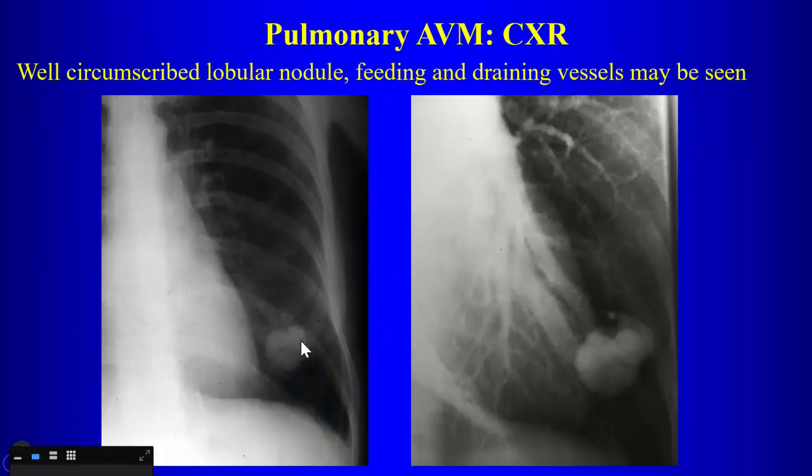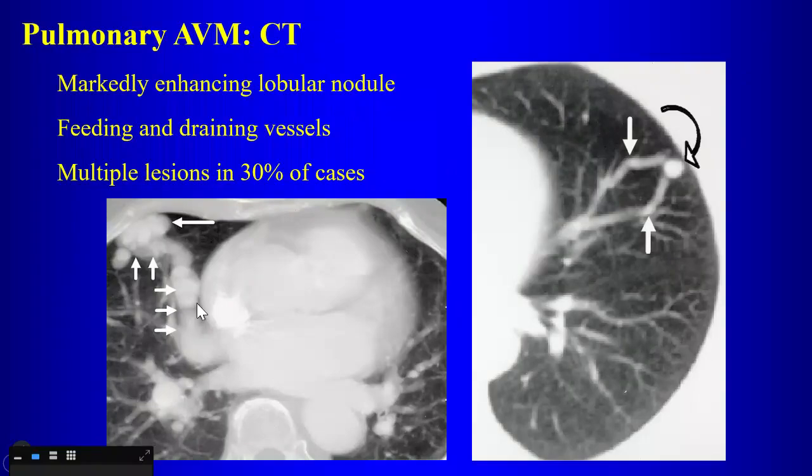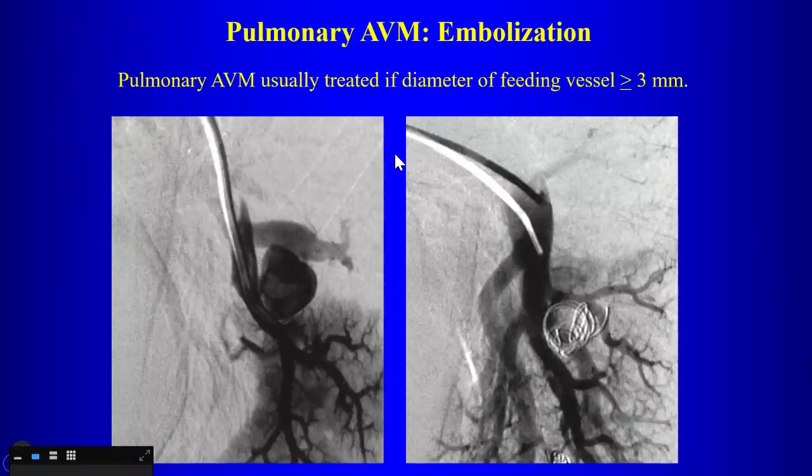Okay? So on the plain film, lobulated opacity, usually at the lung base, the plain film sign associated with it, you can see the vessels called the rabbit ear sign, right? So one of these is the feeding artery, one is the draining vein. Of course, easy diagnosis on CT or angiography, you can see the feeding artery and the draining vein when you have these pulmonary AVMs. Very important to look at the entire lung because these can be multiple, so if you find one, look for others, okay? They can be multiple in up to 30% of cases, especially if it's associated with HHT.